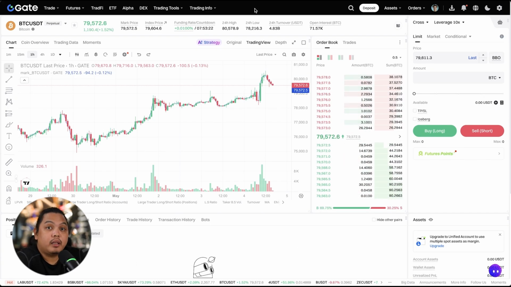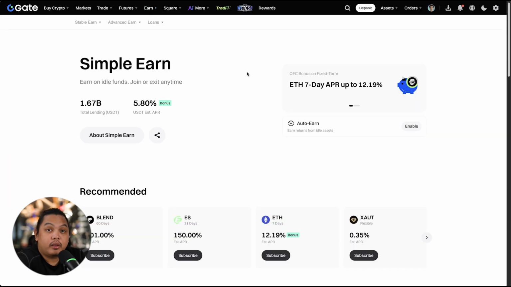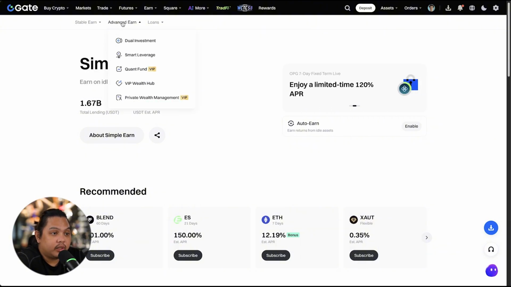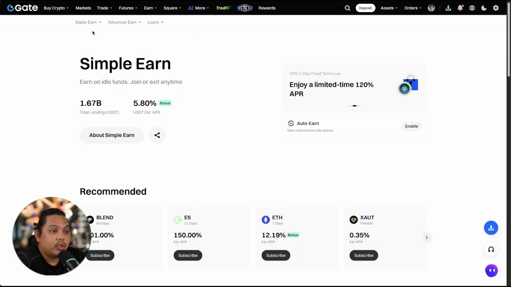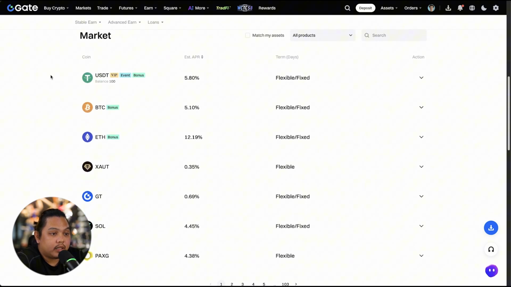For letting your idle funds work, there is a native feature for Gate which is Earn. To access it, go back to the home page and then click on Earn. There are several Earn features like Stable Earn, Advanced Earn, and also Loans. Stable Earn has different markets and different estimated APRs with different terms. So you can choose whichever coin, APR and term that is best for you.